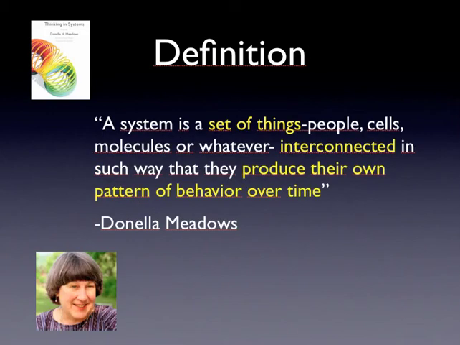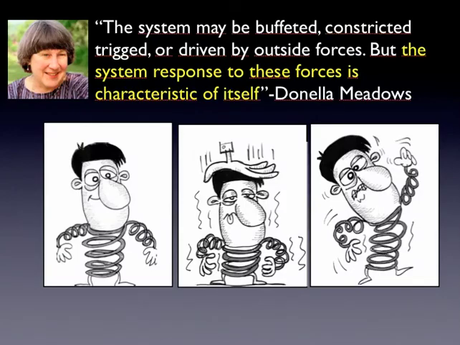Let's read Donella Meadows' definition too. A system is a set of things, people, cells, molecules, whatever, interconnected in such a way that they produce their own pattern of behavior over time. I guess that's important. Produce their own pattern of behavior over time. In her books, she emphasized the system structure and system behavior. She said, the system may be buffeted, constricted, triggered, or driven by outside forces, but the system response to these forces is characteristic of itself.